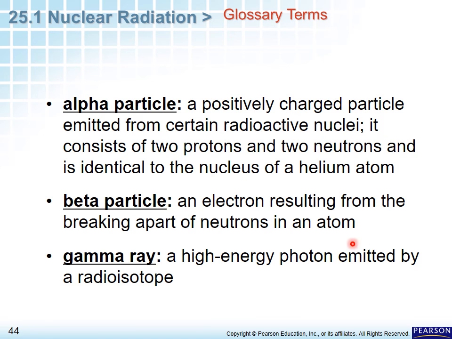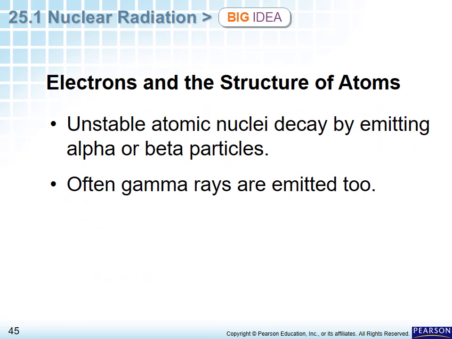Alpha particle: a positively charged particle emitted from certain radioactive nuclei. It consists of two protons and two neutrons and is identical to the nucleus of a helium atom. Beta particle: an electron resulting from the breaking apart of a neutron in an atom. Gamma rays: a high energy photon emitted by a radioisotope.